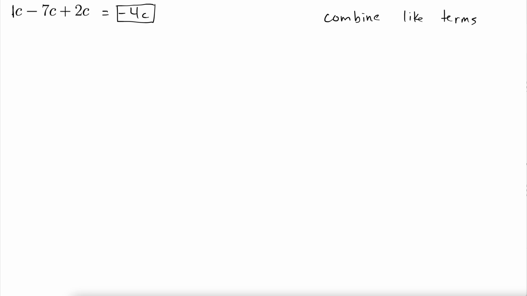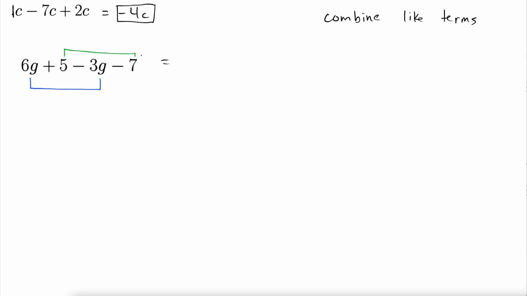Let's try one a little different here. We have 6g plus 5 minus 3g minus 7. Now these aren't all like terms. There's some differences here. So what we do in this situation is we take the terms with the g's in them, those get combined together, and the constant terms get combined with each other. The constant ones are the ones without the g's in them.